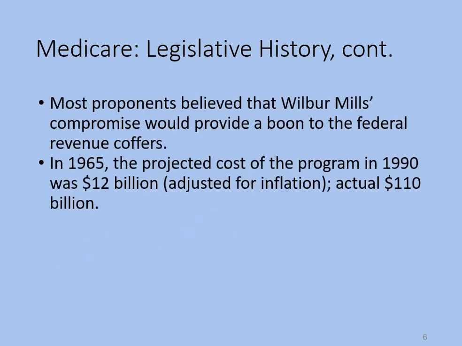Most proponents believed that Wilbur Mills' compromise would provide a boon to the federal revenue coffers. In 1965, the projected cost of the program in 1990 was $12 billion. Adjusted for inflation, actually it turned out to be $110 billion. So it's a very expensive program, almost an order of magnitude more than they thought it would be.